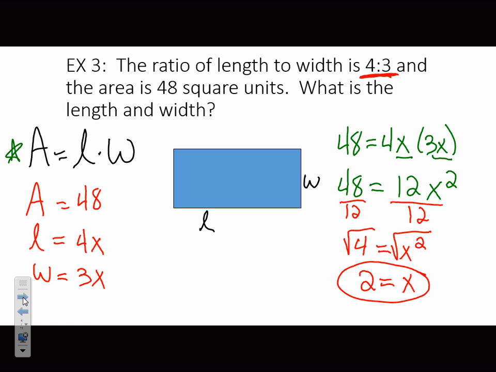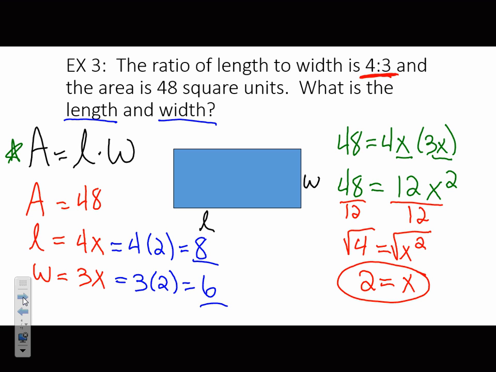Now that I have 2, I can go back over to my length and my width, because that's what they want me to find, and plug it in. So 4 times 2 is 8, so my length is 8. And 3 times 2 is 6, so my width is 6. So this is just going to be like number 6 on that worksheet. And this is also going to be on your quiz that I sent. So if you're having troubles with this, make sure you let me know, okay?